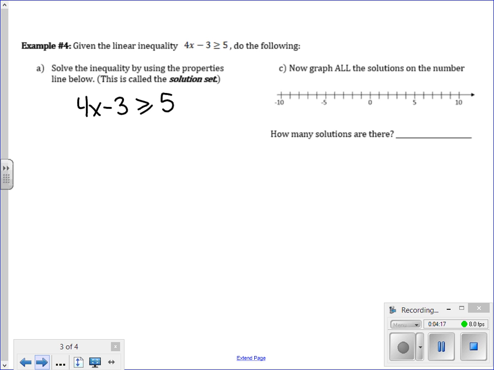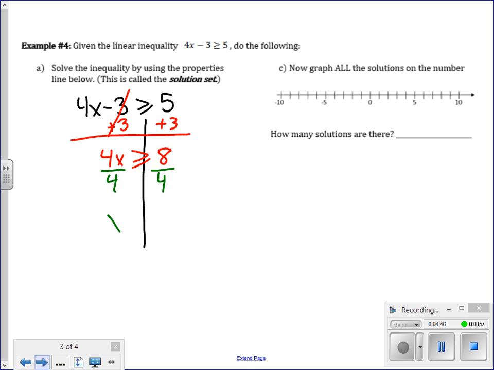Just like I did when I solved equalities, I'm going to draw a line down. The only thing I have to be careful of is I'm not going to draw an equal sign anymore. I'm always going to do the greater than or equal to 5. To solve here, I'm going to start by adding 3 to both sides. And I'm going to end up with 4x is greater than or equal to 8. Not equal, greater than or equal to 8. Now to get x by itself, I divide by 4 and get x is greater than or equal to 2.